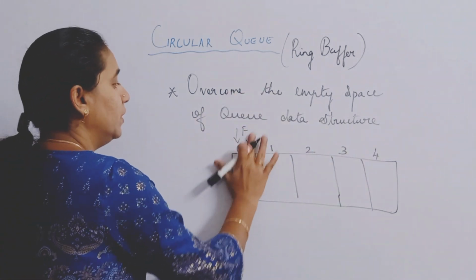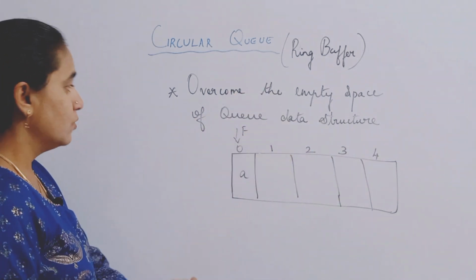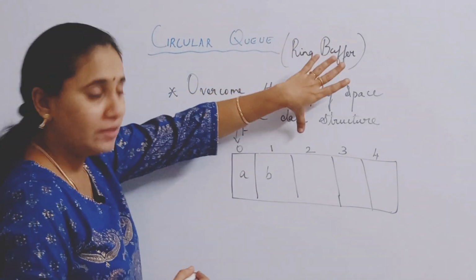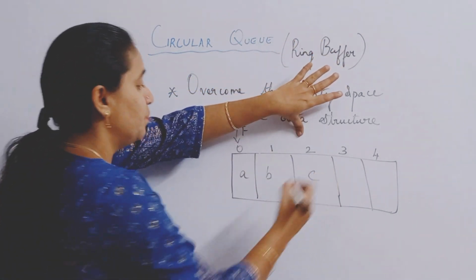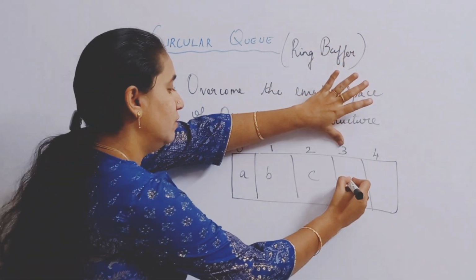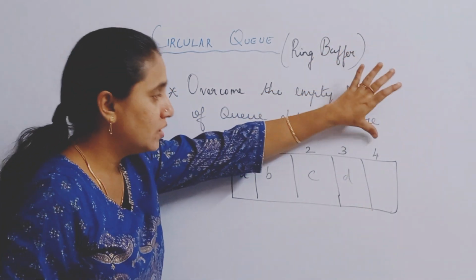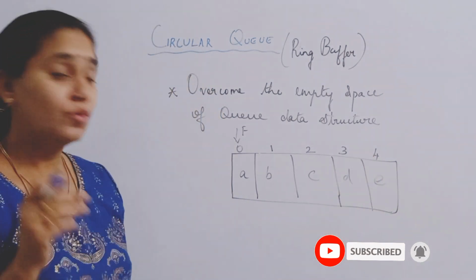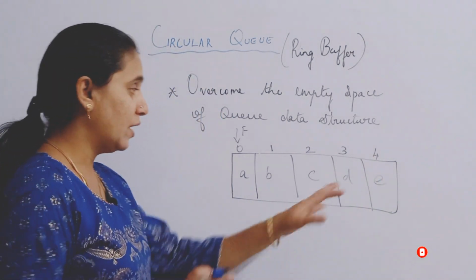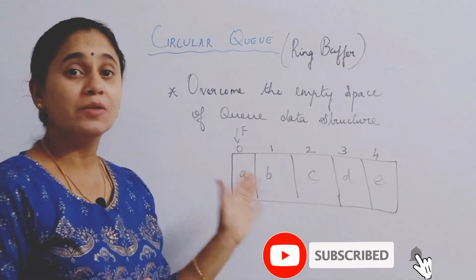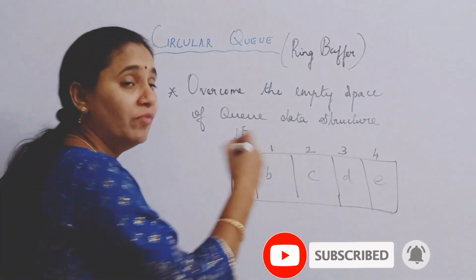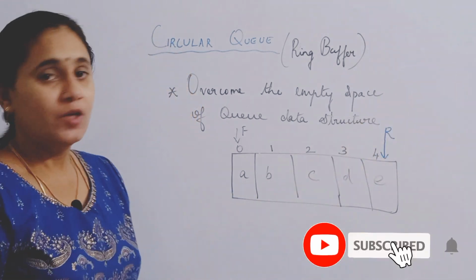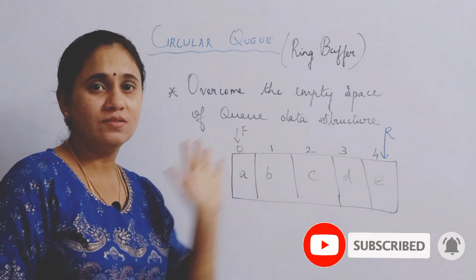Let me erase this. My rear pointer will be here and I will add the element. Increment the rear pointer, C. Now again increment the rear pointer, it is D. Then once again increment the rear pointer, it is E. So now what is happening? I have added all the elements by incrementing the rear pointer. Finally the rear pointer will be pointing to this location. So front is here, rear is here.